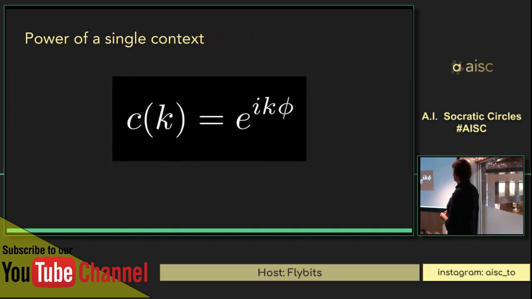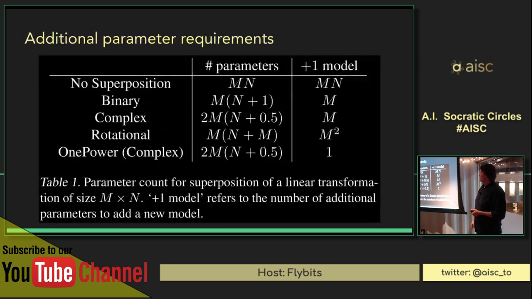This is the one power one. They said this inappropriately. There should actually be m different angles because this is a vector of size m. But it's just to the exponent of k. That's the only difference. So it's being rotated around the complex plane, the different context vectors. So this one is as simple as it gets. So these are the costs.